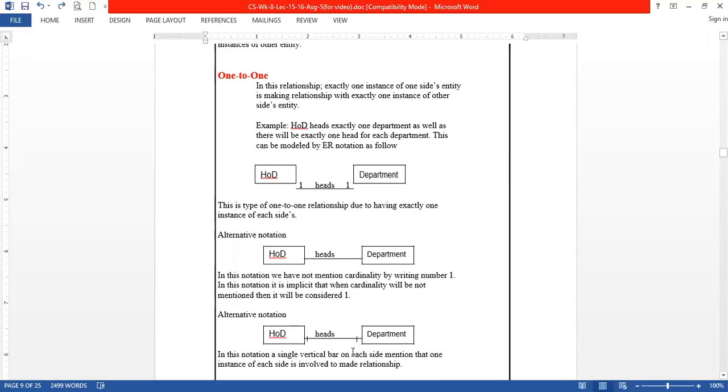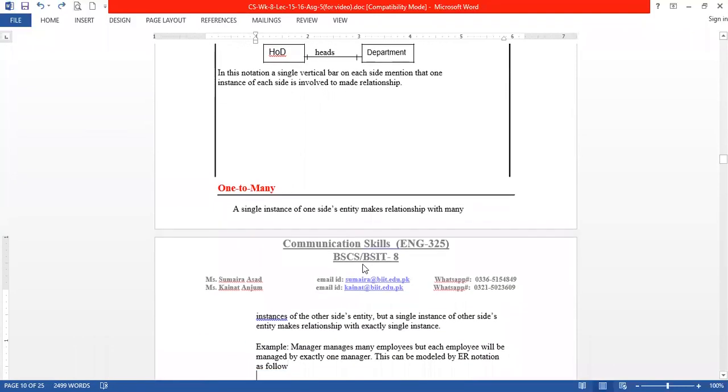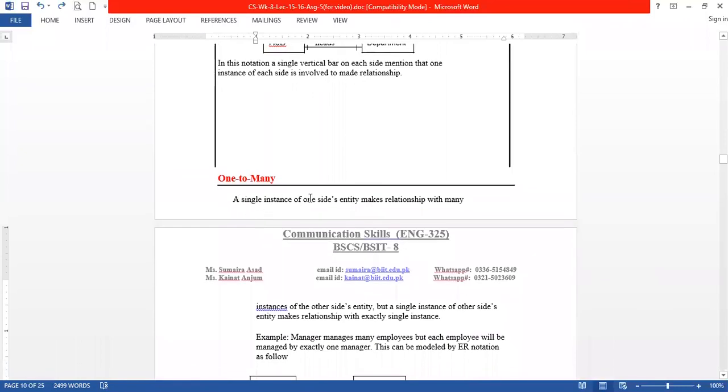Next one is also an optional relationship. A single vertical bar on each side mentions that one instance of each side is involved in making the relationship with the other. Next relationship is one to many relationship.